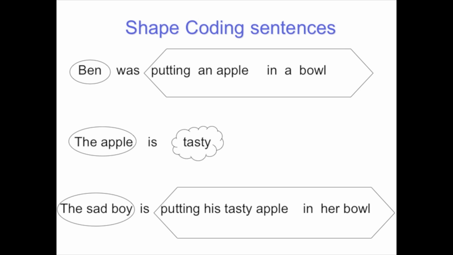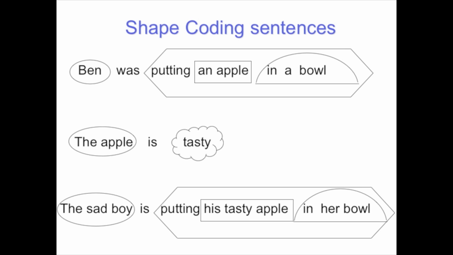So if I was working on this, I would put an apple in the rectangle because it answers the question, what was Ben putting in a bowl? An apple or his tasty apple. Where was he putting it? In a bowl or in her bowl? And if you want to get really complicated, you can do the internal structure of that. What was he putting an apple in? A bowl. Was he putting his tasty apple in? Her bowl. And the auxiliaries are all in the diamonds.